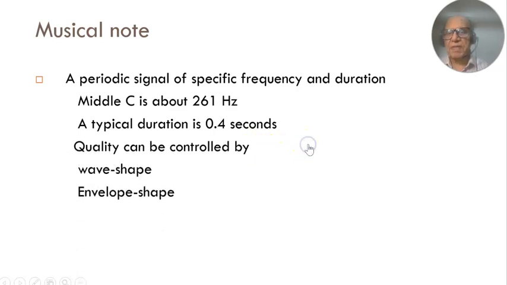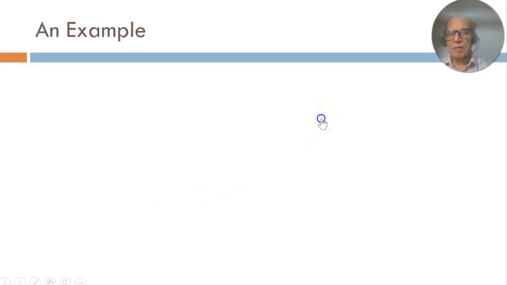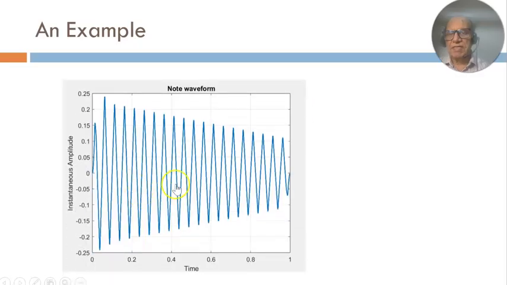Alright. Now the quality of the musical note can be controlled by two things. One we call the wave shape, and the second we call the envelope shape. So in order to understand this easily, let us look at the graph of the musical note. Now if you look at this graph, on the x-axis we have plotted time, and you can see it starts from 0 and goes up to 1 second. So the note that is generated is of 1 second duration.